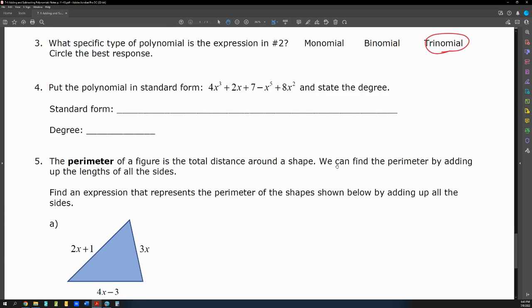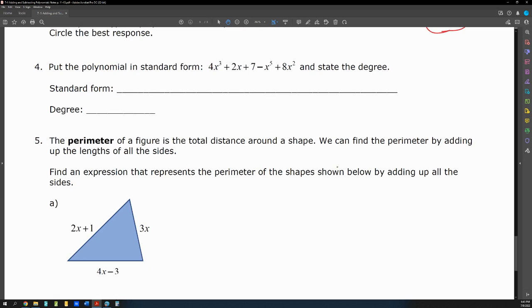Okay, number 4. Let's put this in standard form. So we'll start with the highest power. We have x to the 5th. So that term is negative x to the 5th. Now x to the 4th, we don't have any. X to the 3rd, we have 4x cubed, so plus 4x cubed. X squared, we have 8x squared. X's, we have 2x. And constants, we have 7. The degree of this polynomial is 5. That's our greatest exponent.